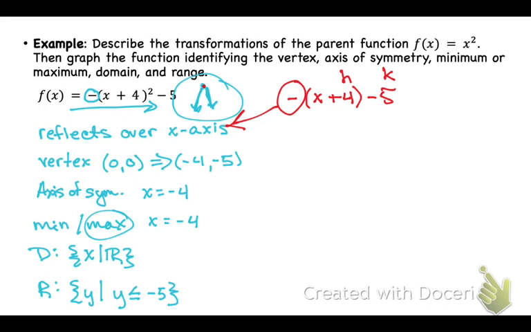If it's positive, does it reflect over the y-axis? No, if it's positive, it just opens up. If it reflects over the y-axis, you would have negative x. It would be on the x. But are we done with this slide? I'll show you something real quick.